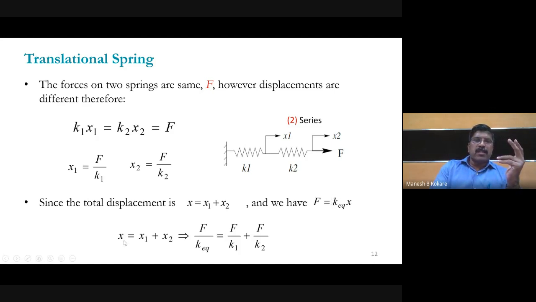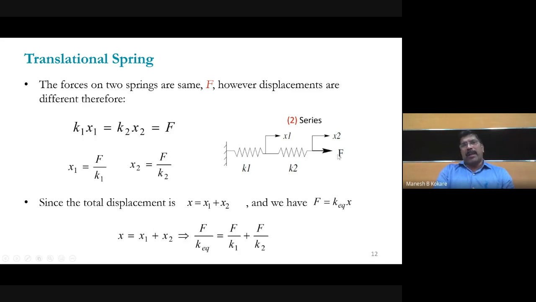Now see that X is equal to X1 plus X2, and you know the value of X1, which is equal to F by K1, and X2 is nothing but F by K2. So this is equal to F by K equivalent. So what will be the K equivalent value? 1 by K equivalent equal to 1 by K1 plus 1 by K2.